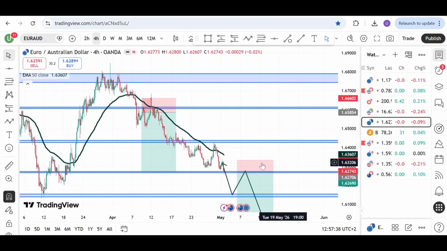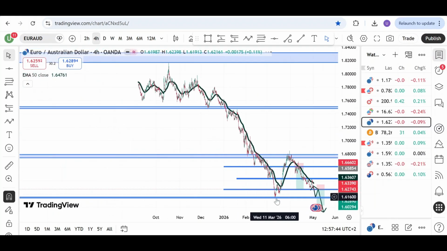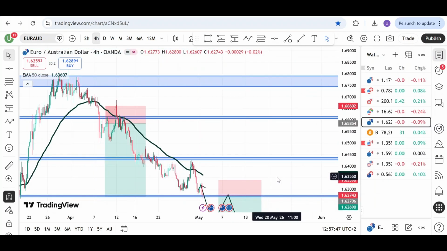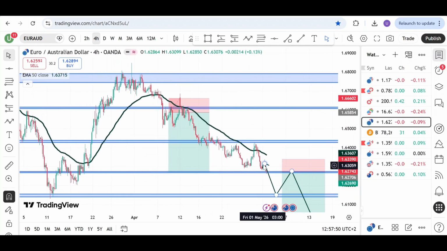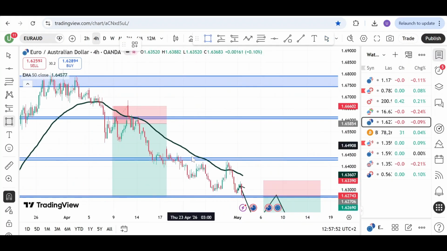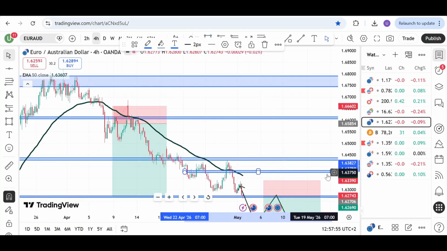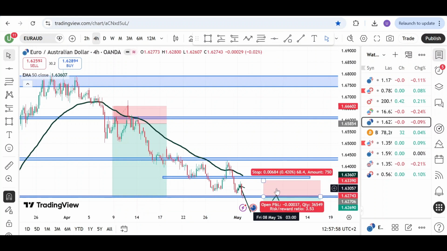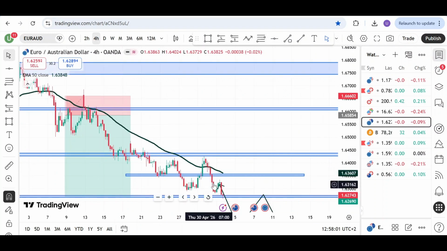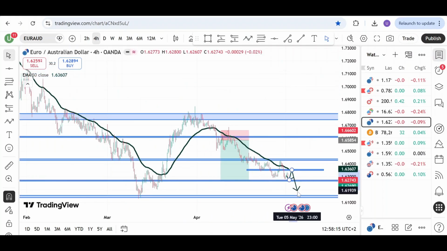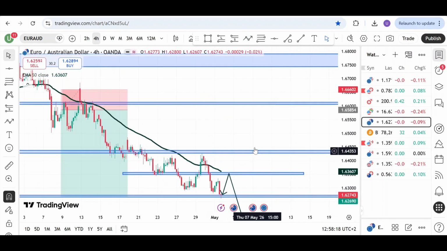So here I will wait for the break of structure again here, and then after the break of the structure I will enter for sell. Another possible scenario which can happen is if and only if the sellers return back here. If the price returns back here, let me show you. Once the price returns back here, in order to retest this EMA like this, I will also enter again for sell in order to continue in this market.